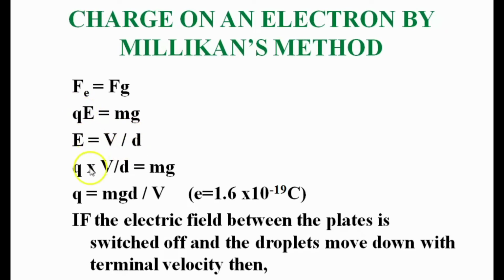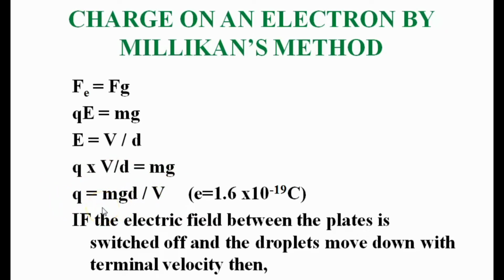So the above equation will become Q multiplied by V by d, which is equal to mg. Now here Q is equal to, we will solve it further by cross multiplication. So Q is equal to, d will multiply with this mg, it will become mgd upon V. Now we have got the value of the charge of the oil drop.